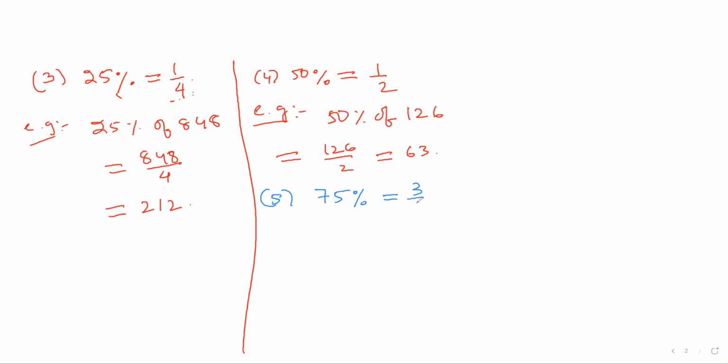75%. 75% is nothing but 3 by 4. So for example, if we are asked 75% of 124, it will be 3 by 4 into 124.